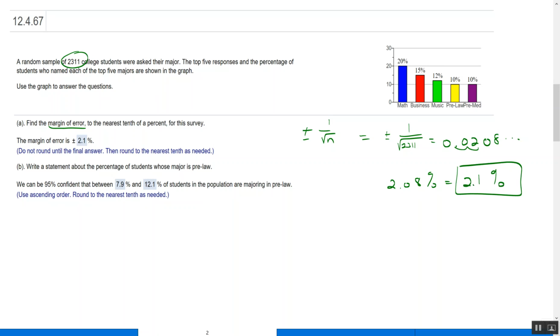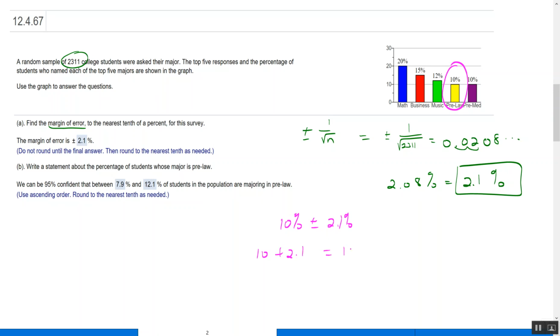The second part, they asked me to write a statement about the percentage of students whose major is pre-law. Remember what we mean by the margin of error: 95% are going to lie within that margin of error. If you look over here at pre-law, that's 10% of the students. So what I'm looking for is 10% plus and minus 2.1%.